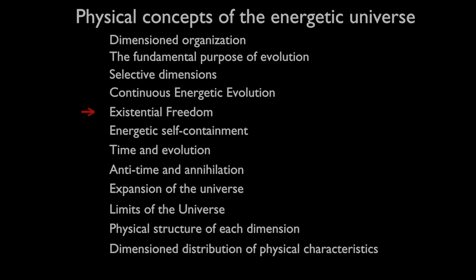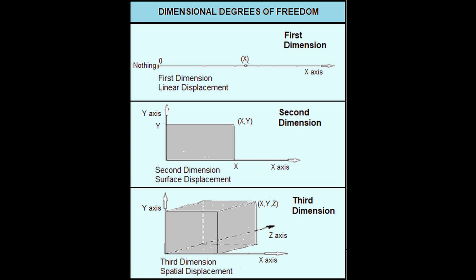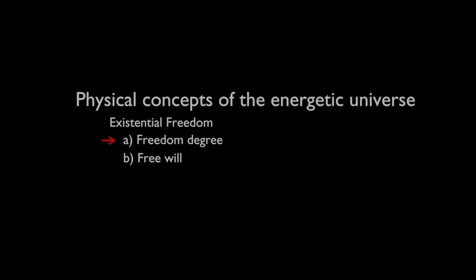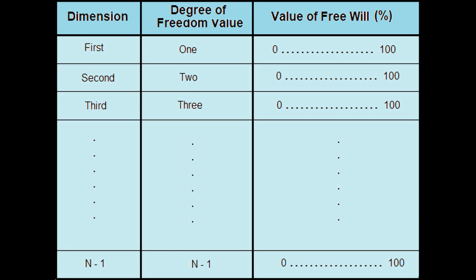Existential freedom. Existential freedom refers to the capacity for self-determination that an energetic entity possesses. Evolution allows the different entities of the universe to increase their existential freedom. Within the universe, energetic entities present two types of existential freedom: degrees of freedom and free will. A. Freedom degree. They correspond conceptually to the number of axes in an orthogonal coordinate system necessary to determine the physical position of an entity within a specific dimension.